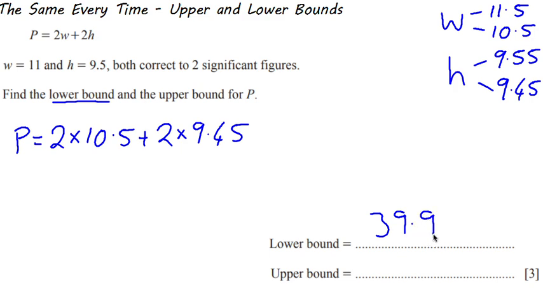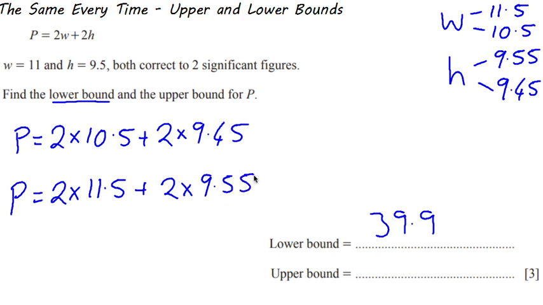39.9 for that one. And the upper bound, I must substitute into my formula for P the biggest value of W and the biggest possible value for H. Well, the biggest value for W is 11.5, and the biggest value for H is 9.55. So calculator job probably to work this out. 2 times 11.5 plus 2 times 9.55, and that's going to give me 42.1. So there we are. There we go. Same every time.